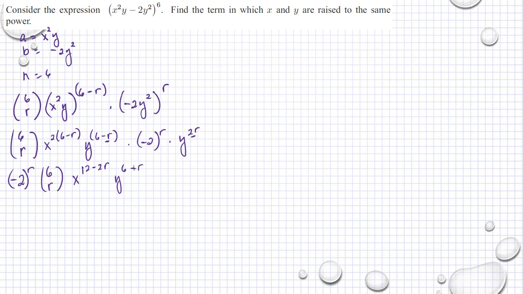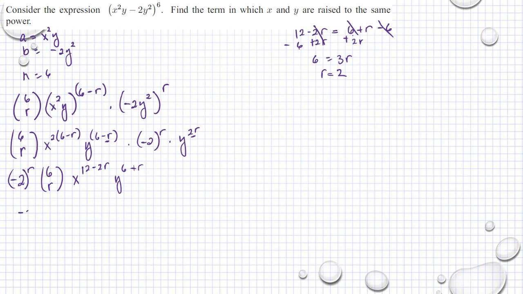And they're supposed to be equal. So 12 minus 2r is supposed to be equal to 6 plus r. So if we subtract 6 there, and then add 2r, this is 0, this is 0. So we have, subtract 6, sorry, and then we have 6 is equal to 3r. Then our r is 2. So our r is 2.